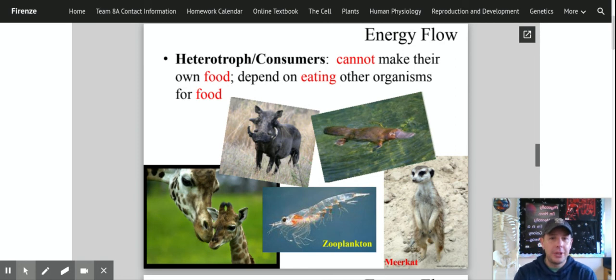Okay, so we've got some different heterotrophs here on the board. We've got a couple giraffes over here, very cute. Some zooplankton, Pumbaa, a duck-billed platypus, and Timon.